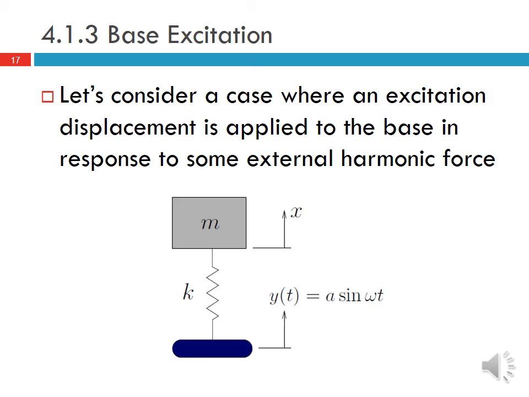If the excitation is applied to the base, then we can understand what happens in that case. The difference compared to the previous case is that previously the force was being applied to the mass itself, and now the force is being applied to the base, where there's a spring connecting the mass and the base. So this is what happens in response to some external harmonic force again.